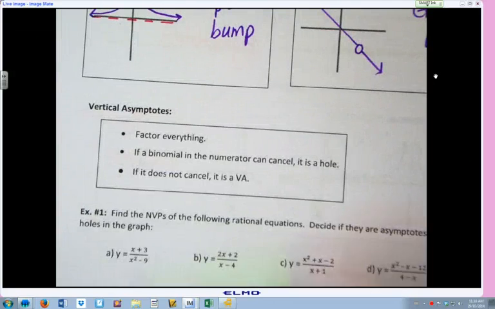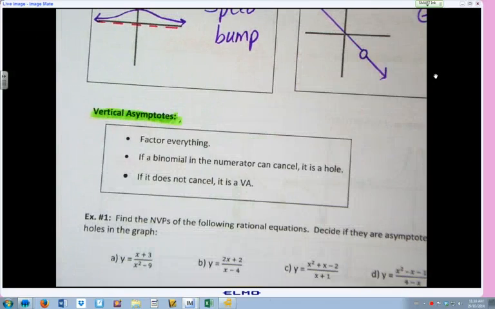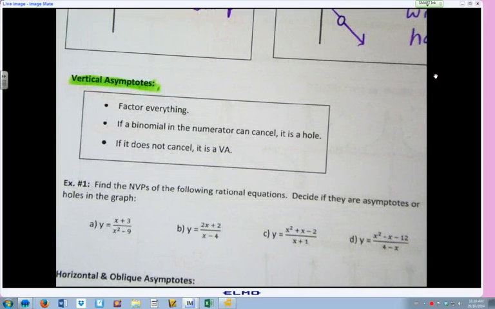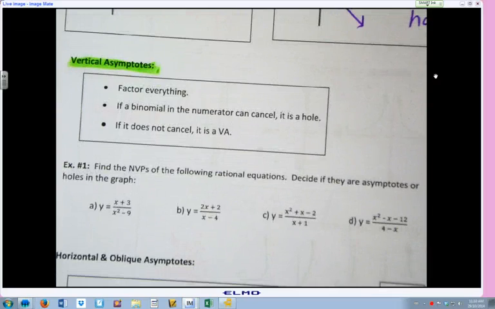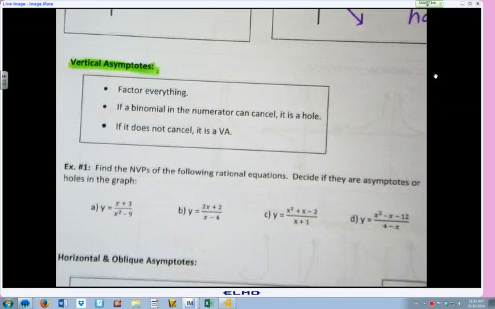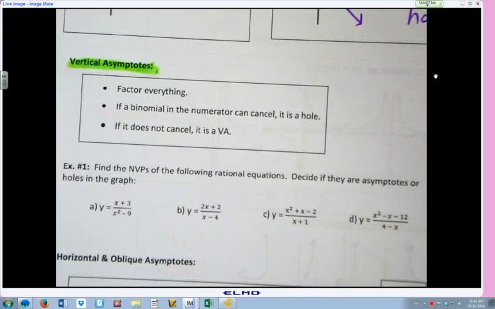So I'm going to go all the way back to the beginning, and we're going to start with how do you find vertical asymptotes. So just in case you remember nothing from Unit 8, you factor everything is step number 1. If you factor and you can cancel something, that's going to be a hole. We didn't do these questions last year, so you never would have been in this situation. If it doesn't cancel, that's a vertical asymptote.